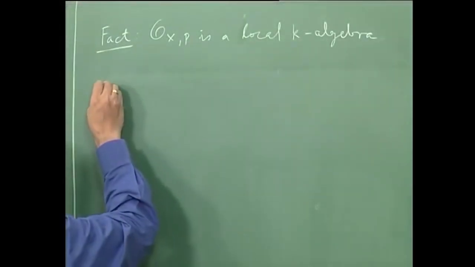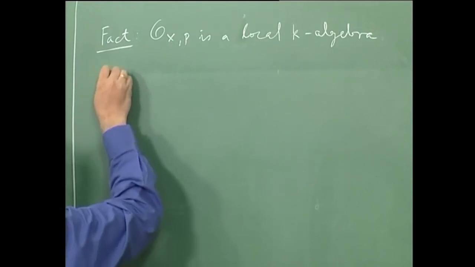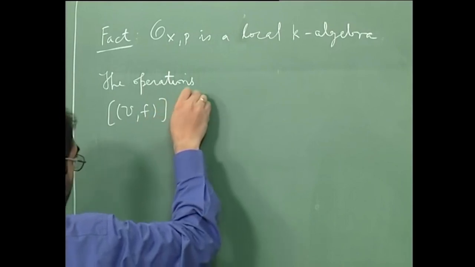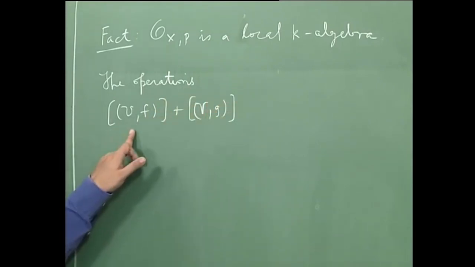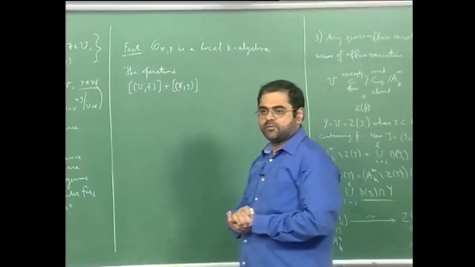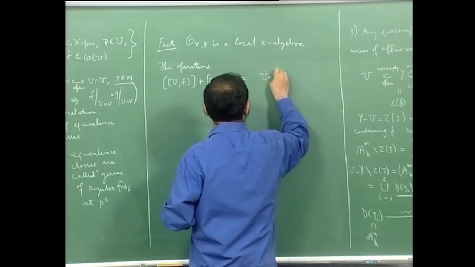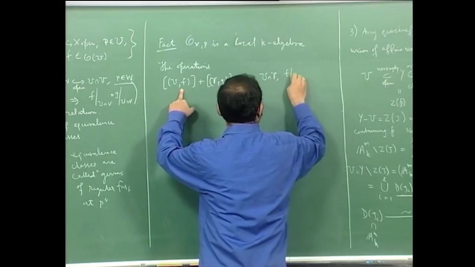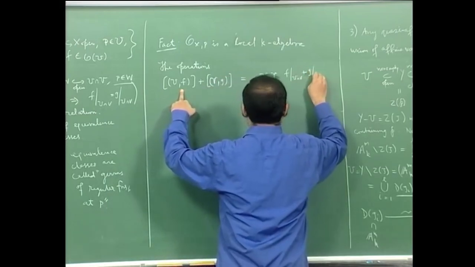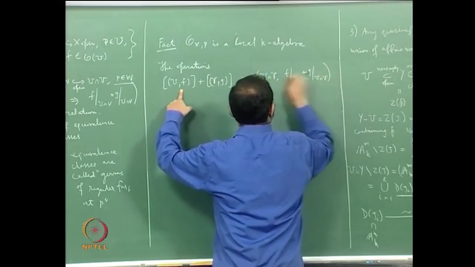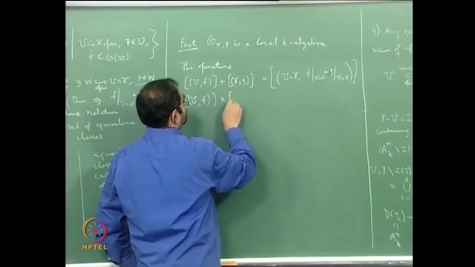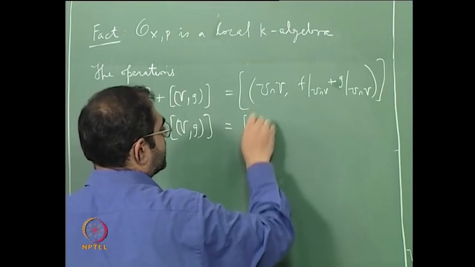How do you define addition, multiplication, and so on? So the operations. If you give me (U, f), and I want to add it to (V, g), this is the germ of (U, f), this is the germ of (V, g). Mind you, U and V are neighborhoods of the point p, therefore U intersection V makes sense. That is also a neighborhood of the point p. So I will simply define this to be U intersection V and f restricted to U intersection V plus g restricted to U intersection V. So this is how I define addition. Then I can define multiplication the same way. I simply restrict and multiply on the intersection.